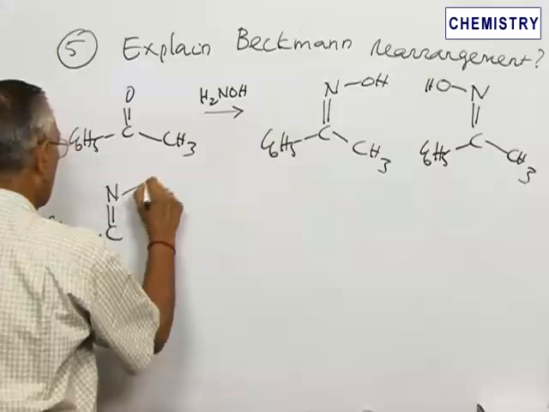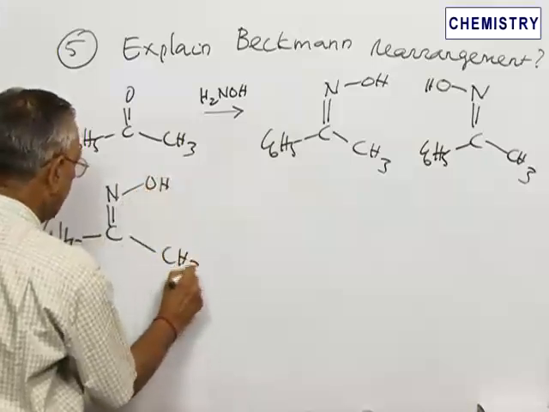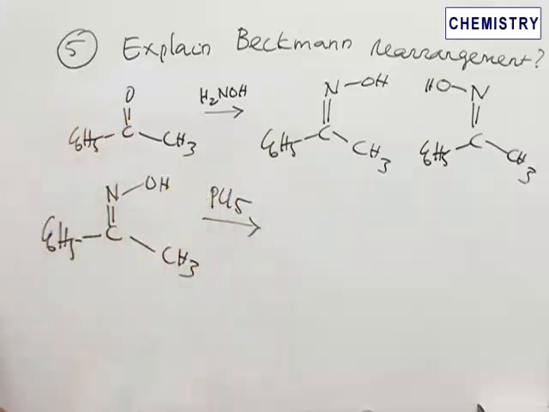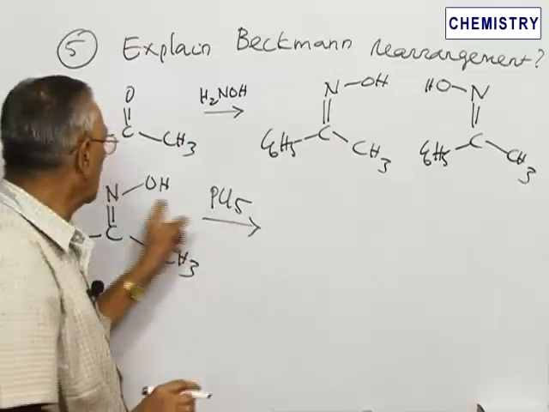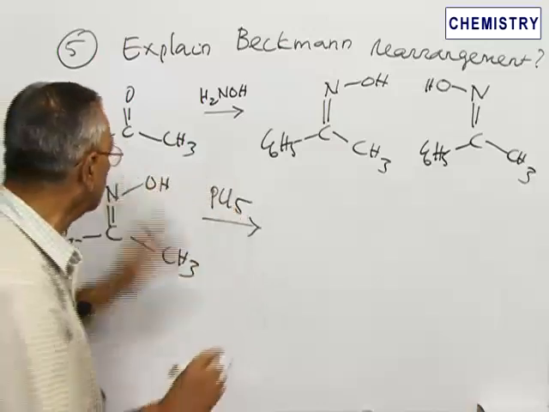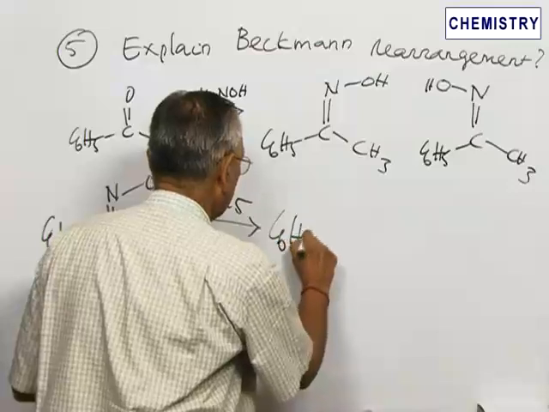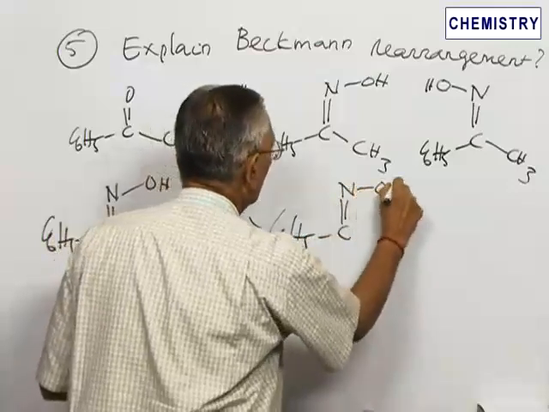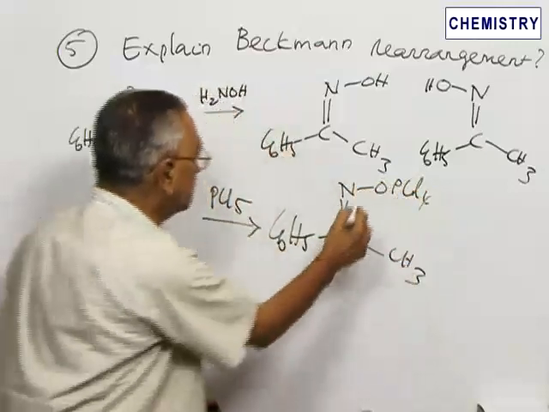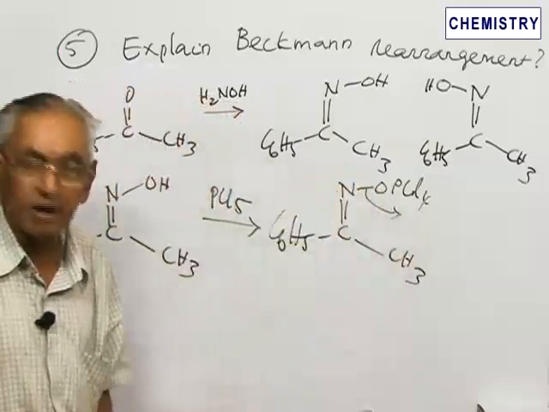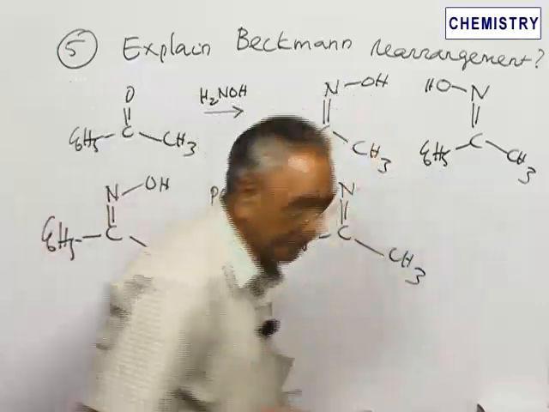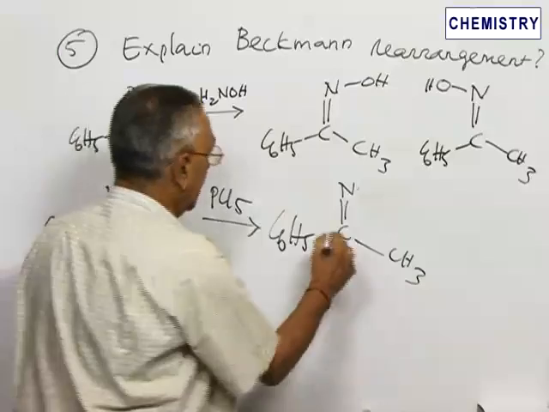Supposing in this oxime, the OH is actually anti to C6H5. When this oxime is treated with PCl5, which is one of the reagents used for the Beckmann rearrangement, what actually happens is that this PCl5 reacts with the substrate. OH is generally a poor leaving group, and when it is treated with PCl5, this will become C6H5 C(=N-OPCl4) CH3. After some time, this OPCl4 goes as a very good leaving group, leaving behind a nitrene.